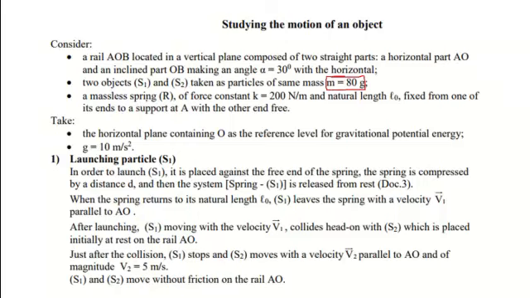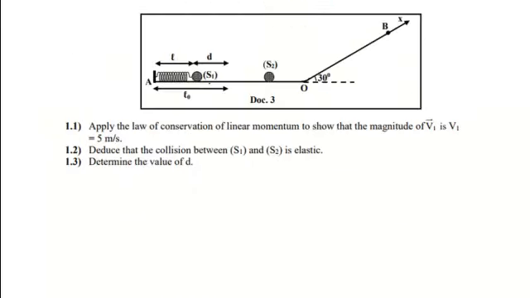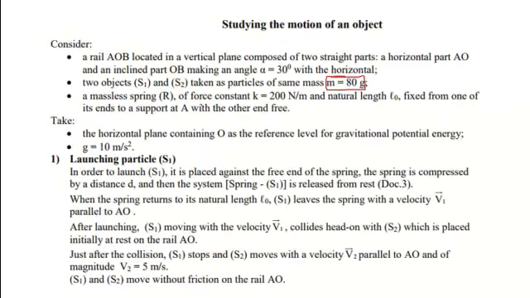We have a massless spring with a force constant K equal to 200 Newton per meter. The horizontal plane is the one containing the point O. So we'll look at the figure. This is the figure here. You have S1 and S2. This is the horizontal and the inclined plane. So read the given also.